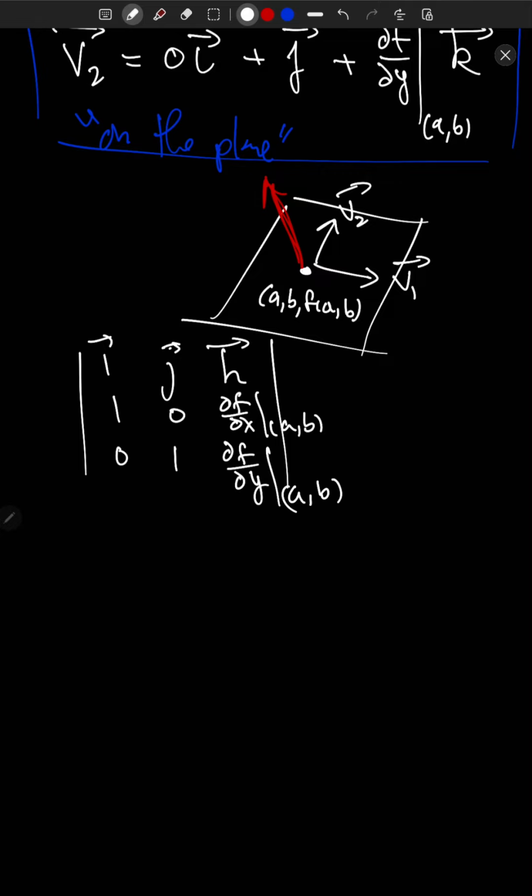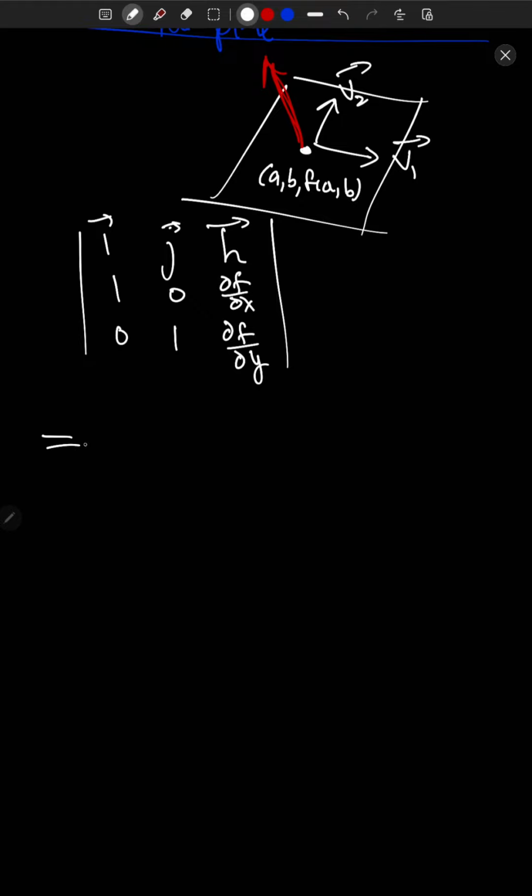Okay, I regret it. It's a little too messy, so let me get rid of all that. We'll just remember, this is all at the point (a, b), so all of these are numbers. There's nothing crazy going on here. Okay, so what is this?